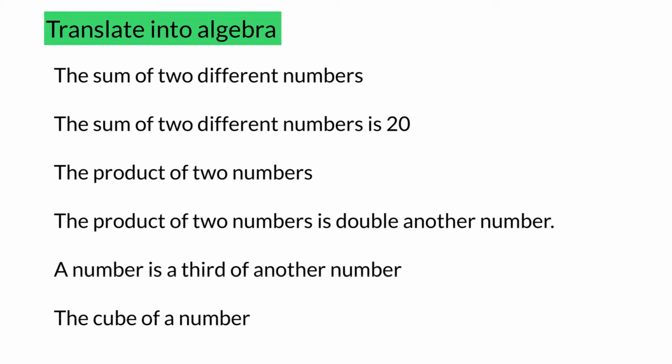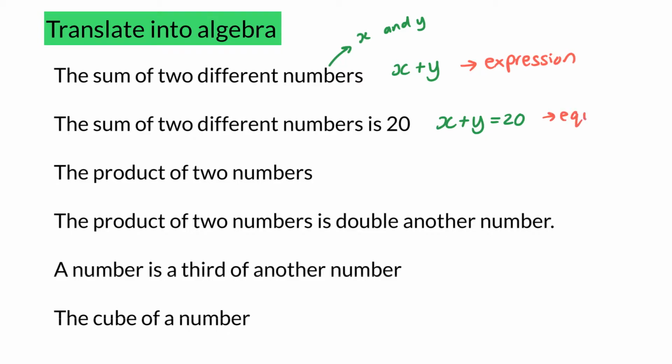Here are my translations of the descriptions. The first one says the sum of two different numbers. So I'm going to make my numbers x and y. So the sum of two different numbers will be x plus y. And as you can see, this is an expression. The next one says the sum of two different numbers is 20. So the sum of two different numbers, I'll use x and y again, is equal to 20, and I can see that is an equation.